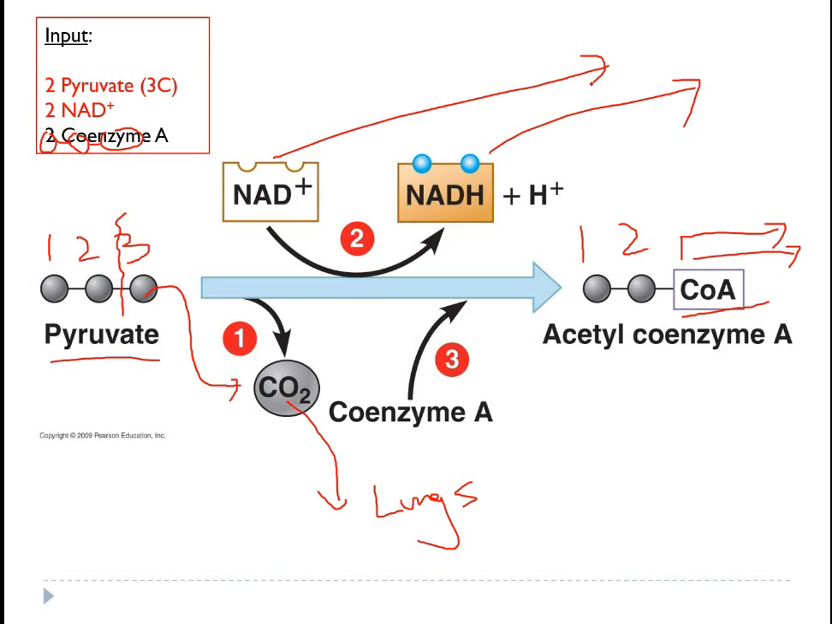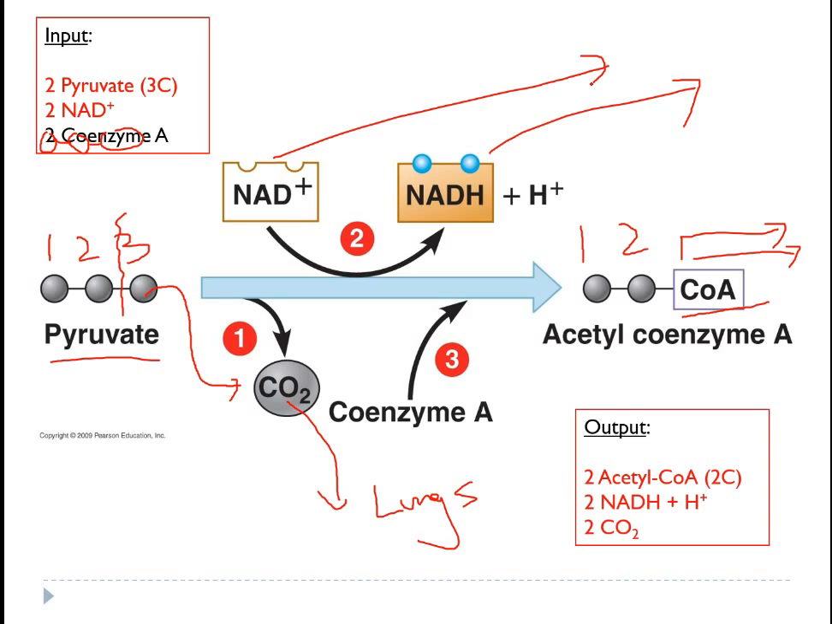Our inputs for this one are going to be 2 pyruvates, which are 3 carbons, 2 NADs, the empty wheelbarrows, and 2 coenzyme A's, which are basically going to drag them into the mitochondria. Our outputs are going to be 2 acetyl-CoAs attached to the 2 carbons, 2 NADHs, and then 2 CO2 molecules that will just leave and go out to our lungs.